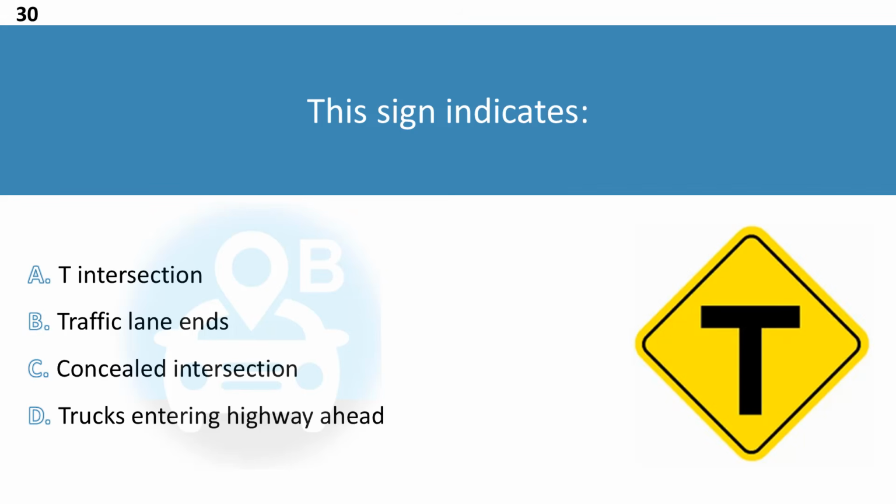This sign indicates A. T intersection. B. Traffic lane ends. C. Concealed intersection. D. Trucks entering highway ahead.